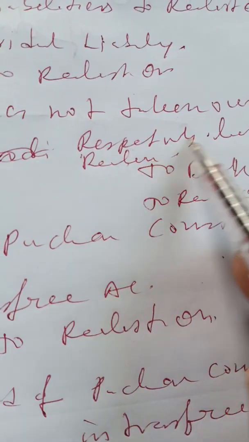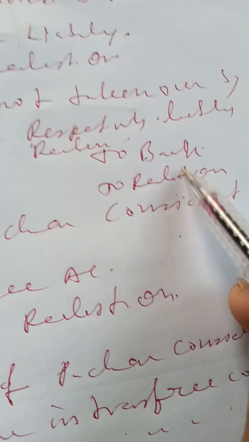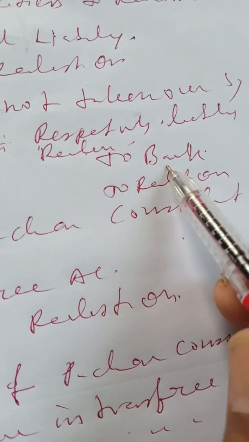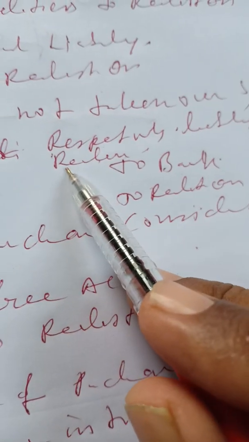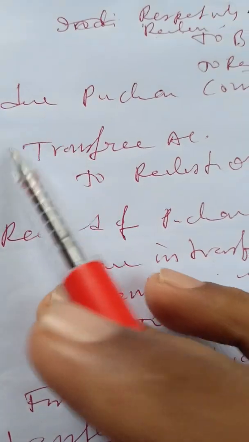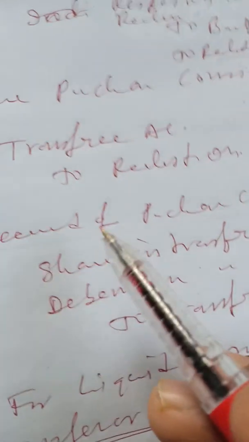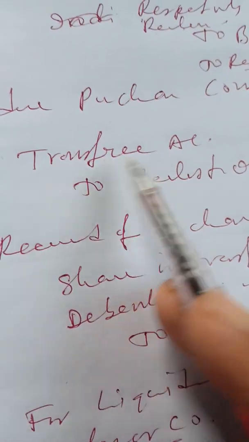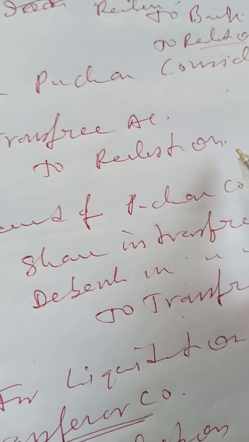So the entry is respective liability account debit to bank. Sometimes the liability and the payment amount may differ. If the difference comes on the debit side, we adjust it in the realization account. If it comes on the credit side, we likewise write realization account. The next entry is the purchase consideration due: we have already calculated it, transferee company account debit to realization account.